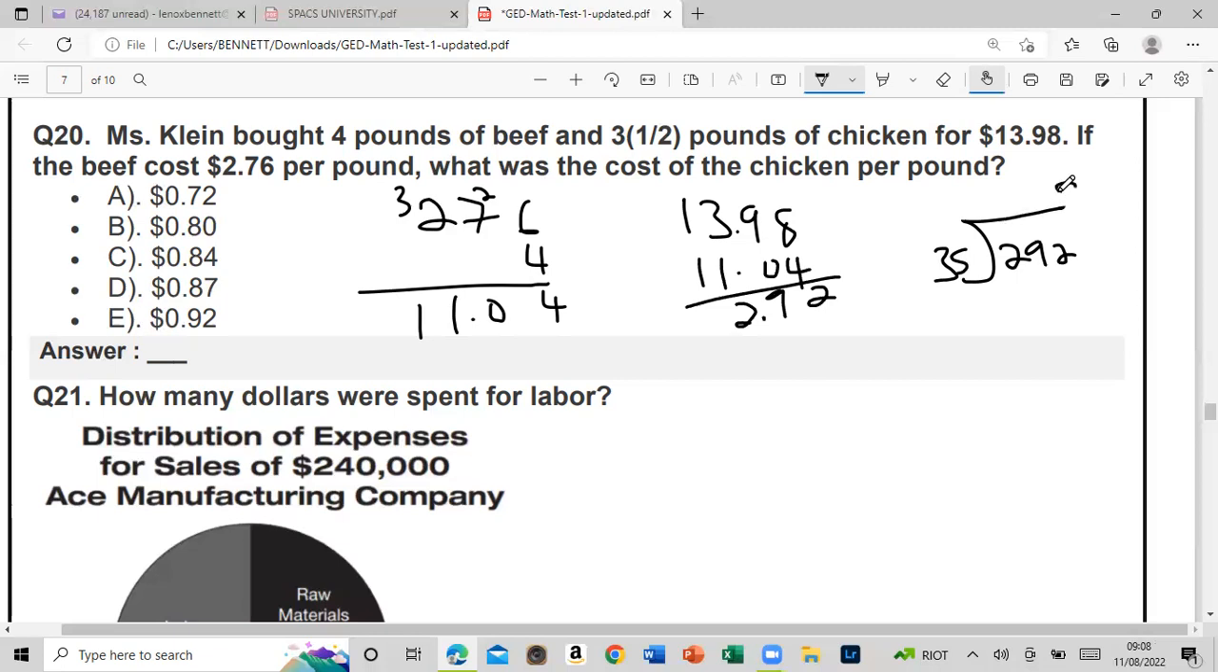So this goes 8 times, so let's multiply. 8 times 5 is 40. 8 times 3 is 24, and that's 28. I'll leave 2 1. Put that. Add 0 that goes up 3 times. So it's C. 0.8.